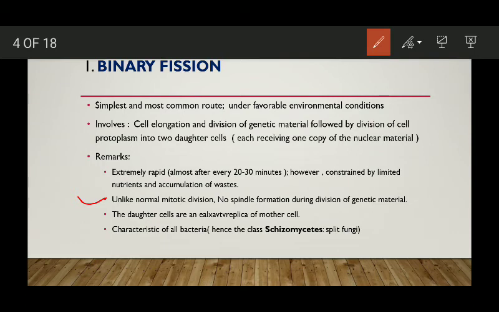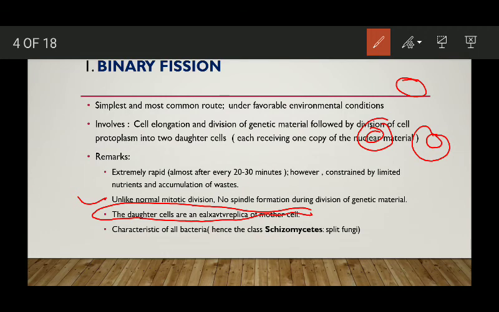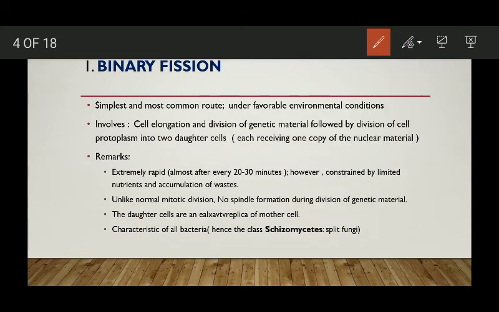The daughter cells are an exact replica of the mother cell. That means this is the mother cell, you have two daughter cells, they are the replica. With every single division, the number of cells increases and they are exactly similar to the parental cells. It is characteristic of all bacteria.